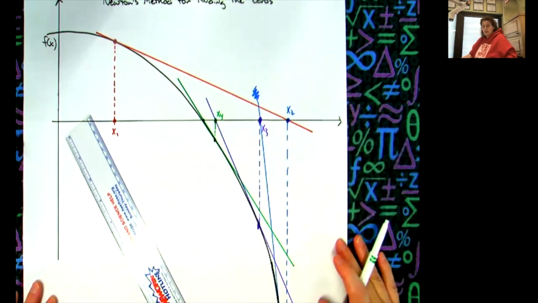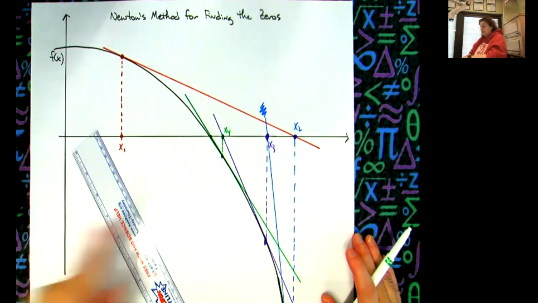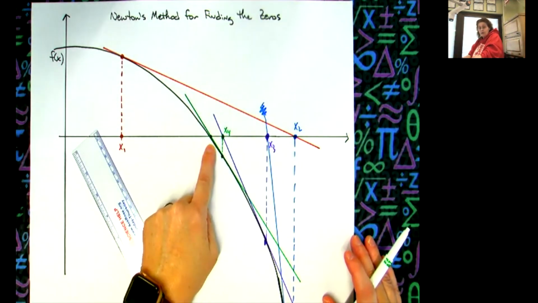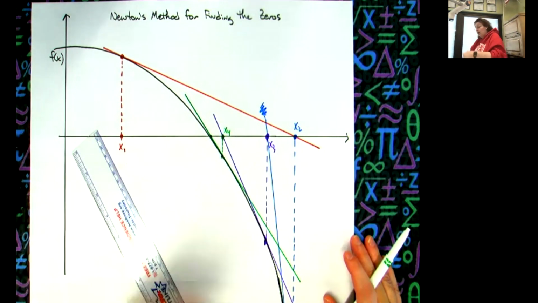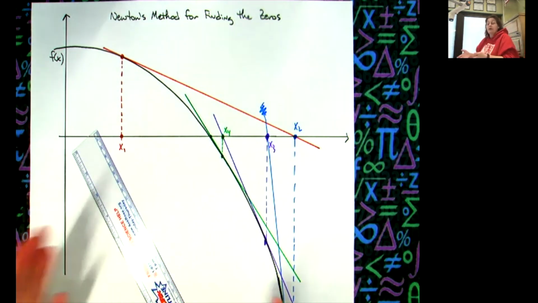So in essence, this is what the ancient people did back in like the 1600s to try to find the zeros of a function. They looked at it from a graphical standpoint, and they just kept doing this over and over and over. Okay. All right. Now, obviously, we're not going to do this. This is not an effective method.